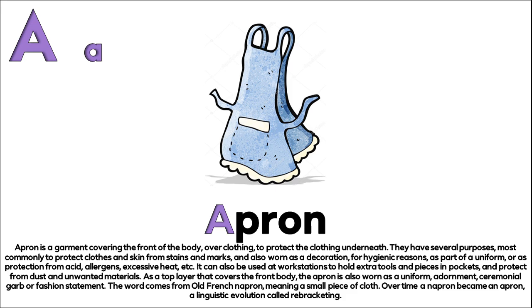It can also be used at workstations to hold extra tools and pieces in pockets, and protect from dust and unwanted materials. As a top layer that covers the front body, the apron is also worn as a uniform, adornment, ceremonial garb, or fashion statement. The word comes from Old French napron, meaning a small piece of cloth. Over time a napron became an apron, a linguistic evolution called rebracketing.